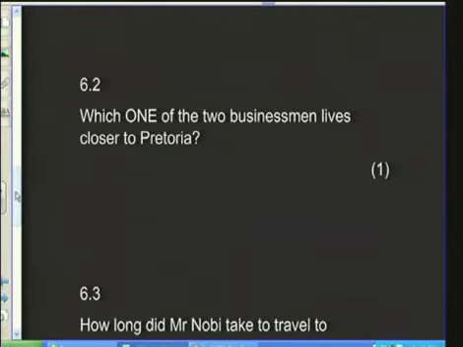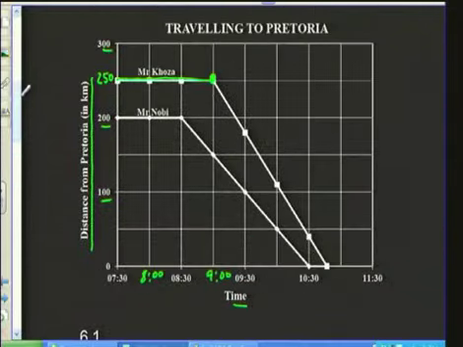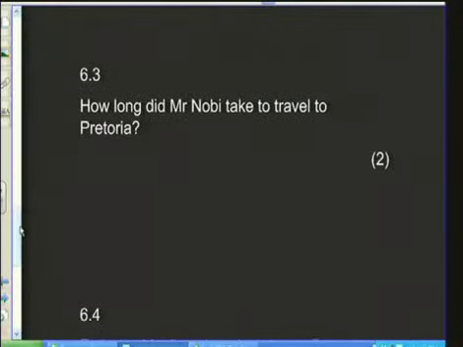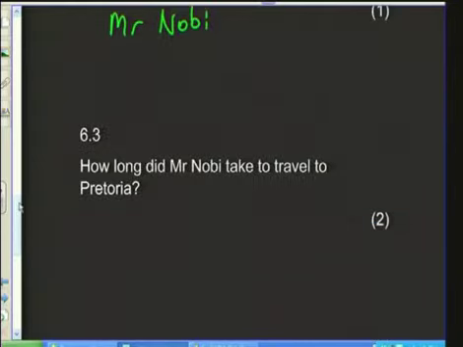Which one of the two businessmen lives closer to Pretoria? Well, who lives closer? Mr. Norby lives 200 kilometers away. Mr. Khoza lives 250, so it's Mr. Norby.